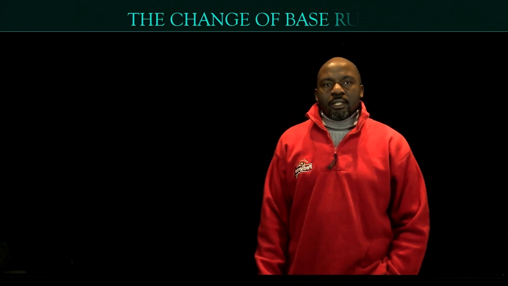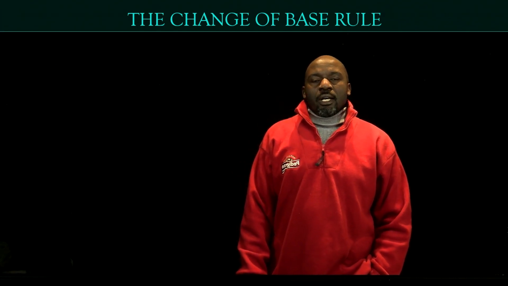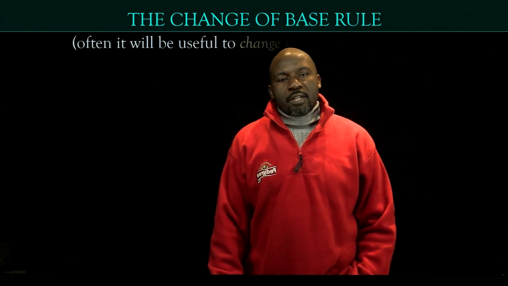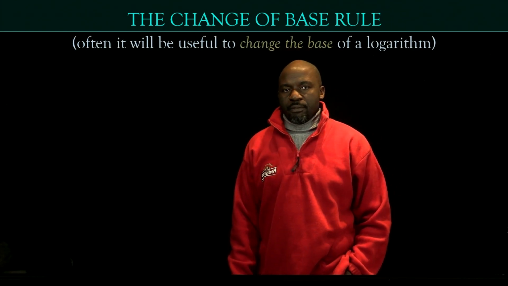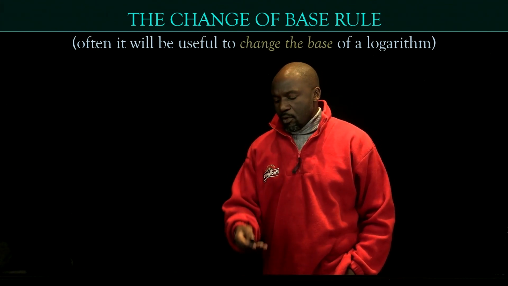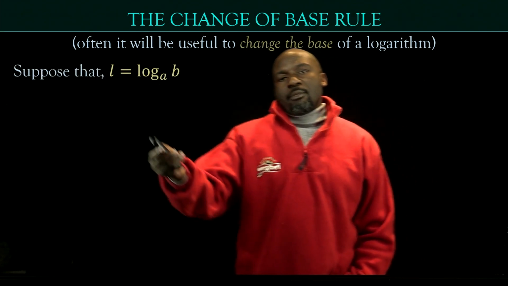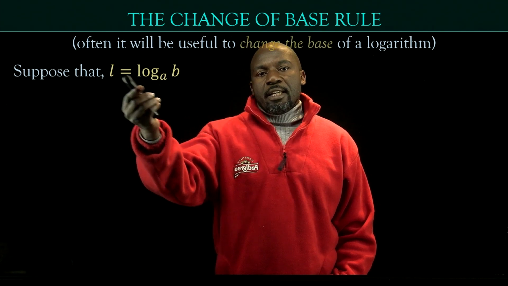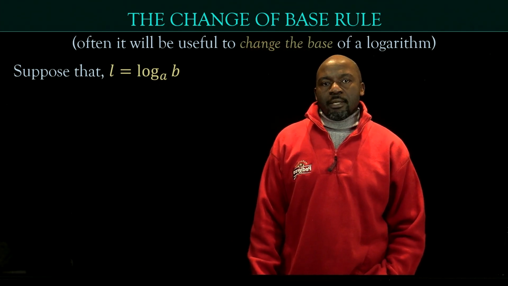Next, we look at the change of base rule or law. Sometimes it's going to be necessary for us to change from a given base to another in the process of simplifying an expression. And we will see examples after we have completed these laws. All right, here is an example. Suppose that some logarithm, I'm going to call it L, is expressed like that. So L is log to base a of b.